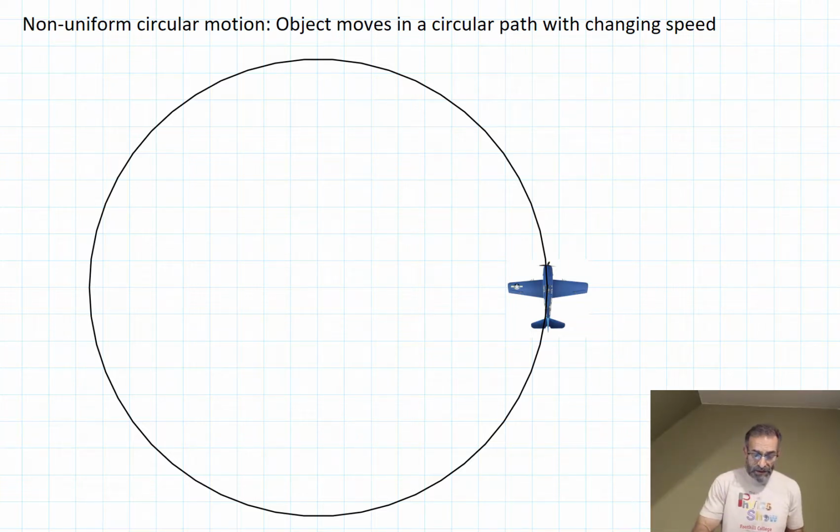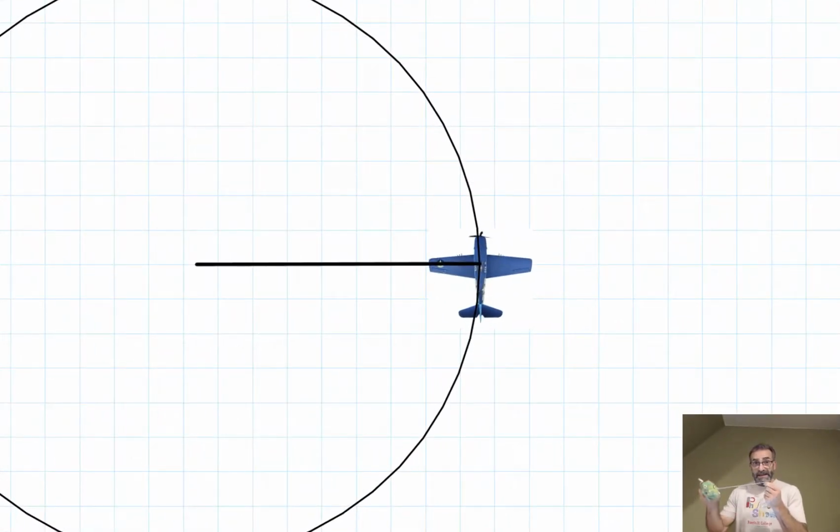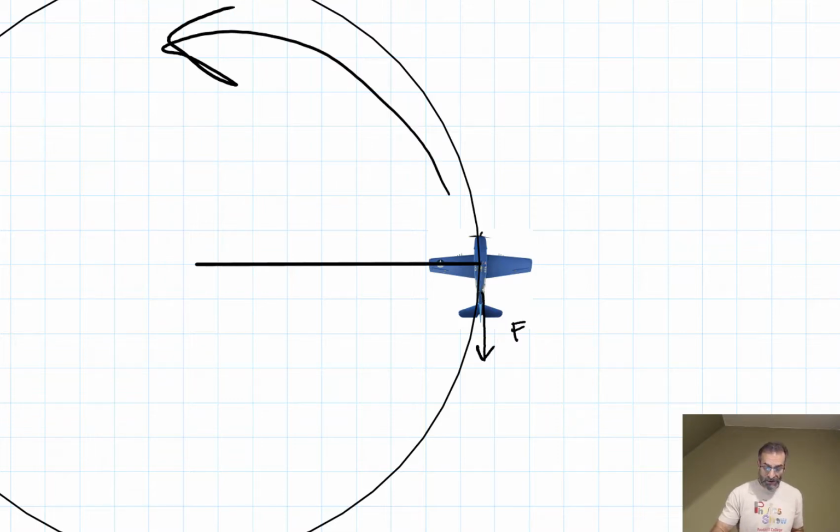So where would the string be if this is uniform circular motion? Can you draw in the string here if this is uniform circular motion? The string has to go to the center of the circle because there can't be any force tangent to the circle. If there's a force tangent to the circle like this, our airplane will go faster and faster and faster as it goes around. If there's a force tangent to the circle like this, our plane will be slowing down as it goes around this circle.